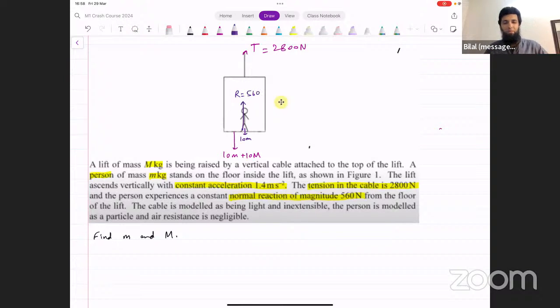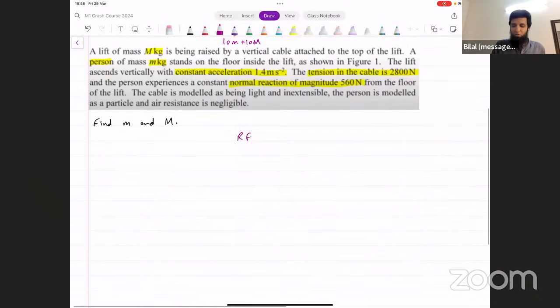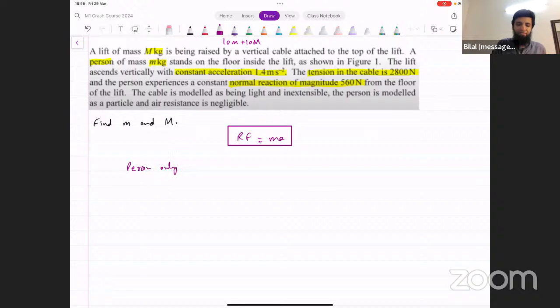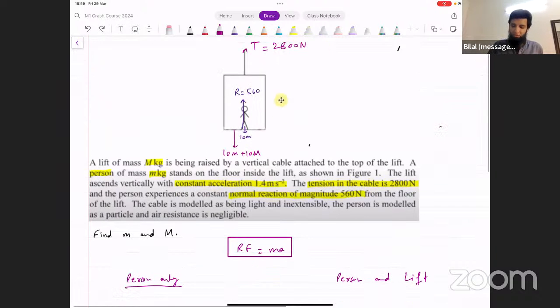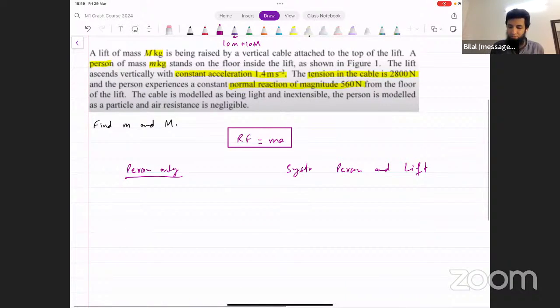Now the person is moving upwards along with the lift, of course, and the whole system is also moving upwards. We can apply Newton's second law of motion on both the objects one by one. We can consider the person only, because we have some forces given for the person. And then we could also consider the person and the lift together, because the tension is acting on both of them together. So basically the whole system, that's what we will consider in the second case.